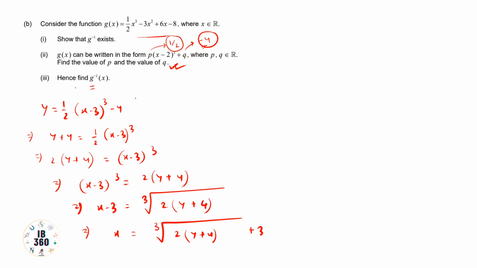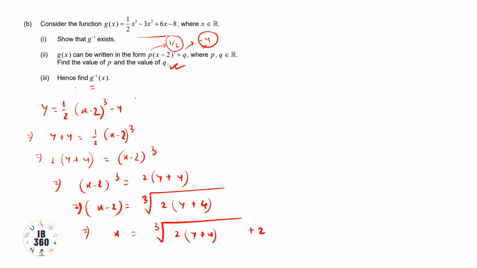We need to rewrite this portion. Sorry, the equation was x minus 2, so here it will be x minus 2. So this term will also be plus 2 here. So x equals the cube root of 2 into (y plus 4) plus 2.